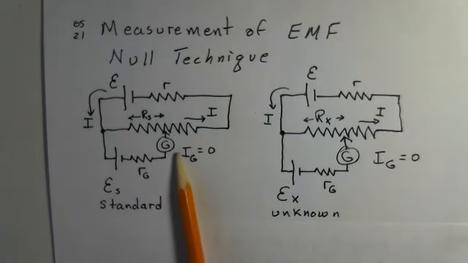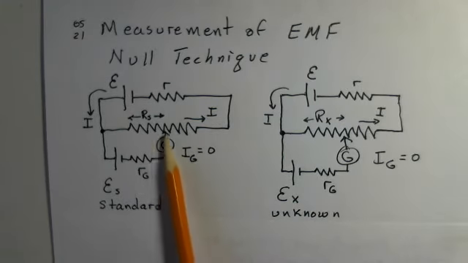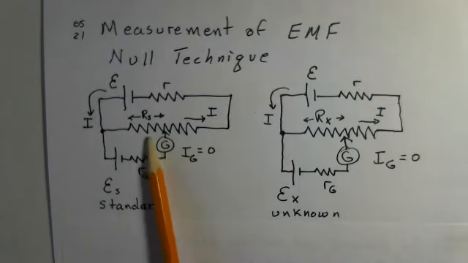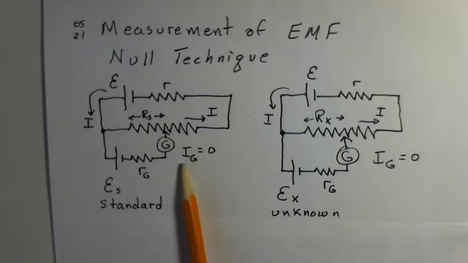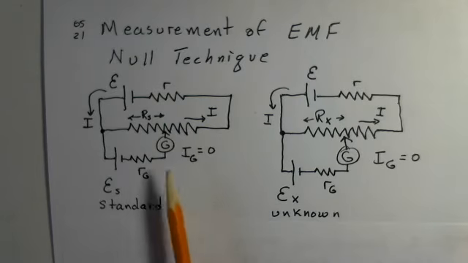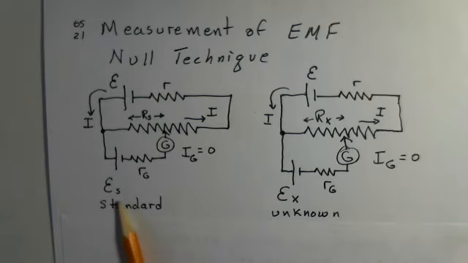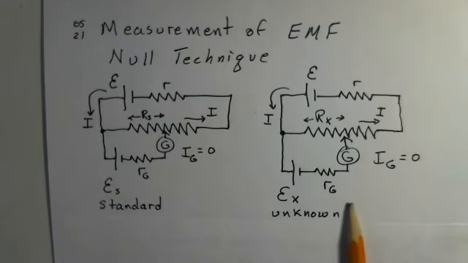We have a galvanometer here. We'll be adjusting a potentiometer, sliding this contact back and forth until the current in the galvanometer is 0. We do that for both the standard cell being in the circuit, and then we remove the standard cell and put an unknown cell in the circuit, unknown EMF. This analysis will rely on the concept of voltage, potential difference, equals current times resistance.